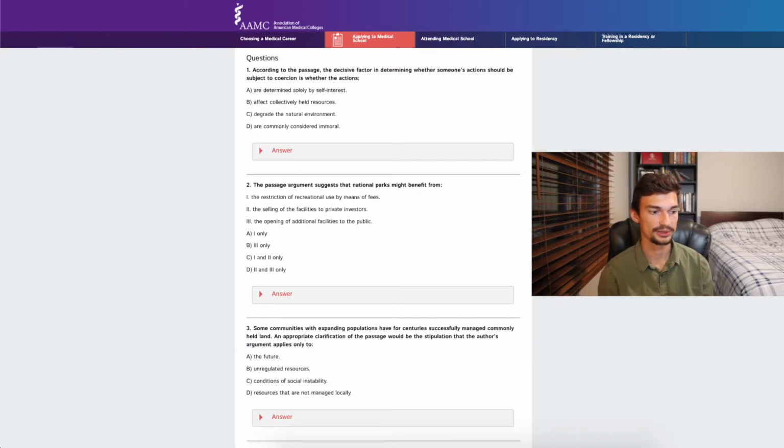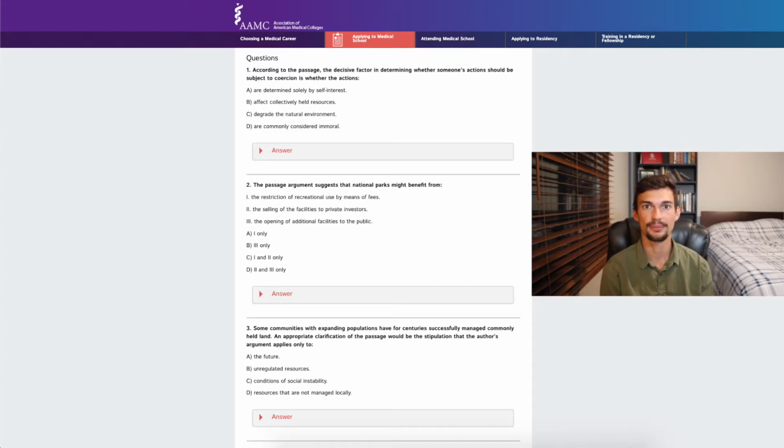Question 1 says, according to the passage, the decisive factor in determining whether someone's actions should be subject to coercion is whether the actions blank. Answer choice A says, are determined solely by self-interest. Now you should ask yourself, is the author arguing that all actions determined by self-interest should be subject to coercion? It seems a little bit extreme, right?